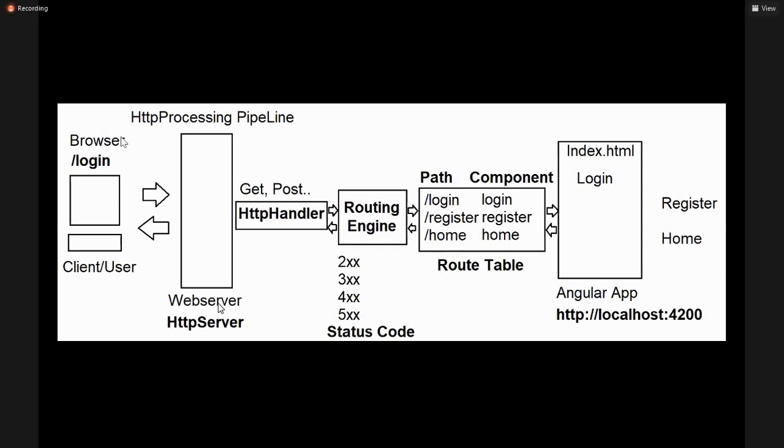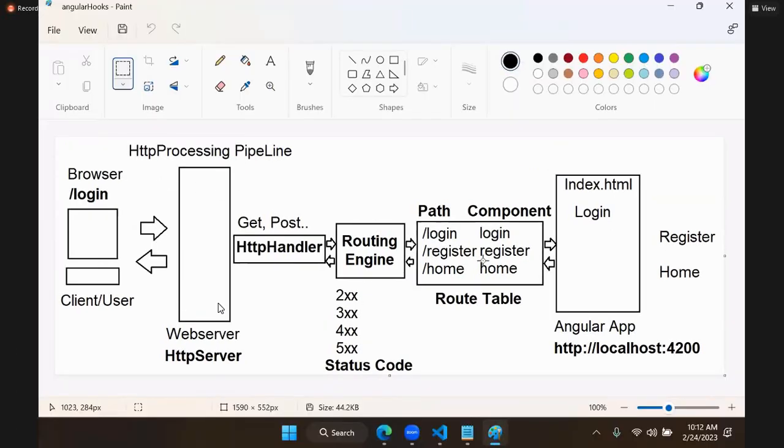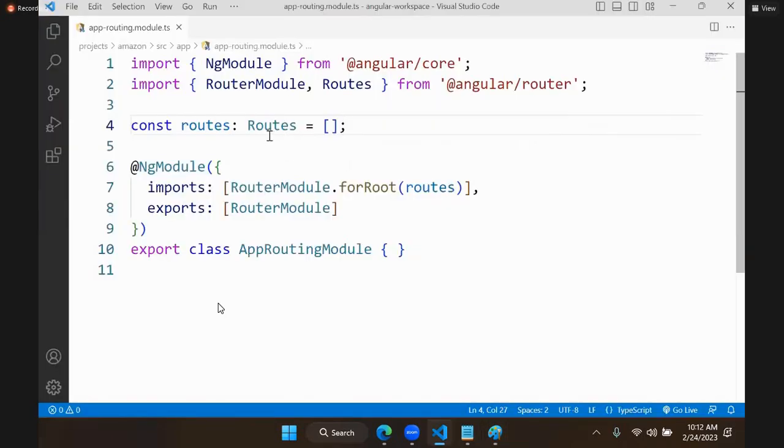This route table contains a collection of routes, and that route table is created here. This is the collection of routes. That is where we create the route table. In this table, we will mention what components we are having and how to access those components.